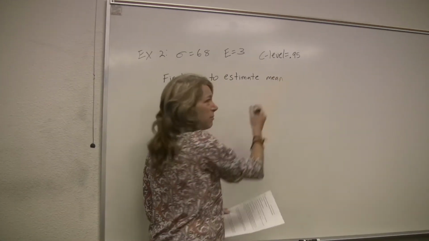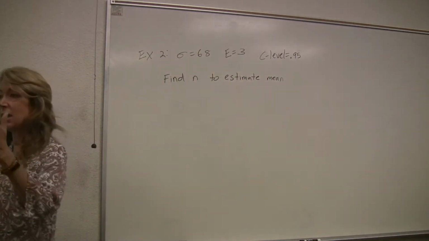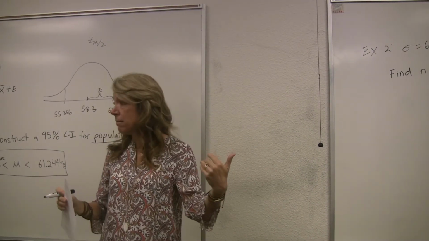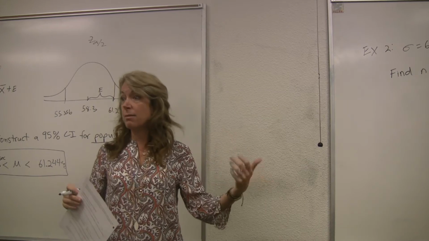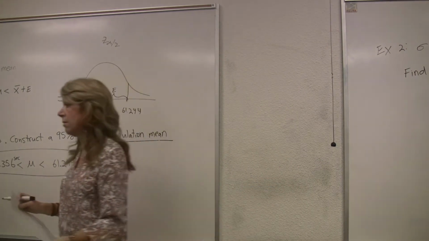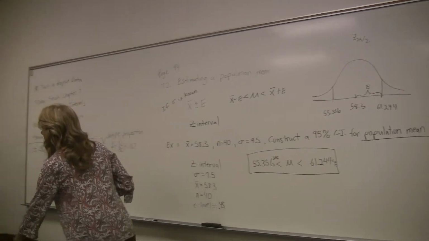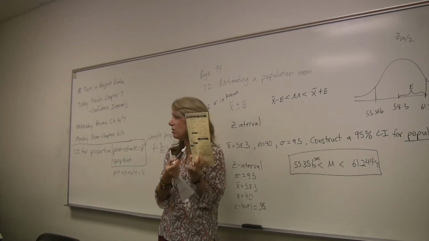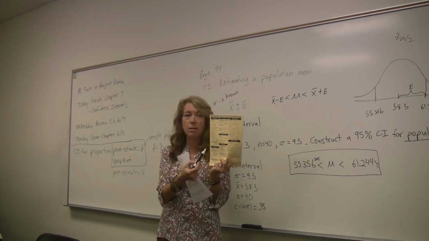So the question is really saying, find N, how many adults, to estimate the mean. The only two sample size questions you will be asked are either find N to estimate a proportion, that's what we did last time, or find N to estimate a mean. So now that we read carefully about what it's asking, if it's for a mean, we're going to use that bottom formula, which is also the one on this page.